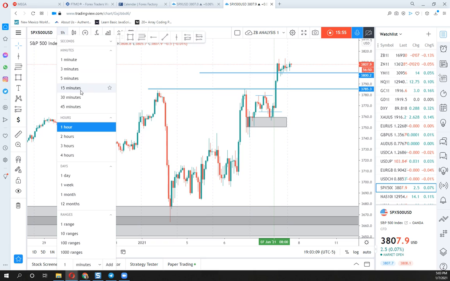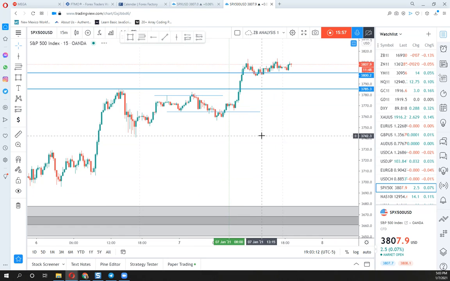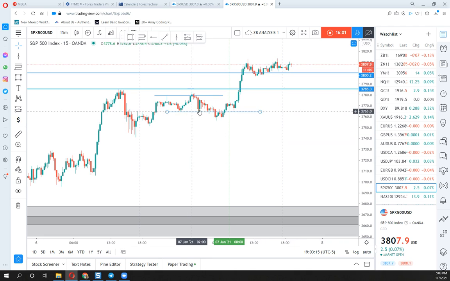So one of my favorites is the 15-minute candle, and like I said, sell side liquidity.